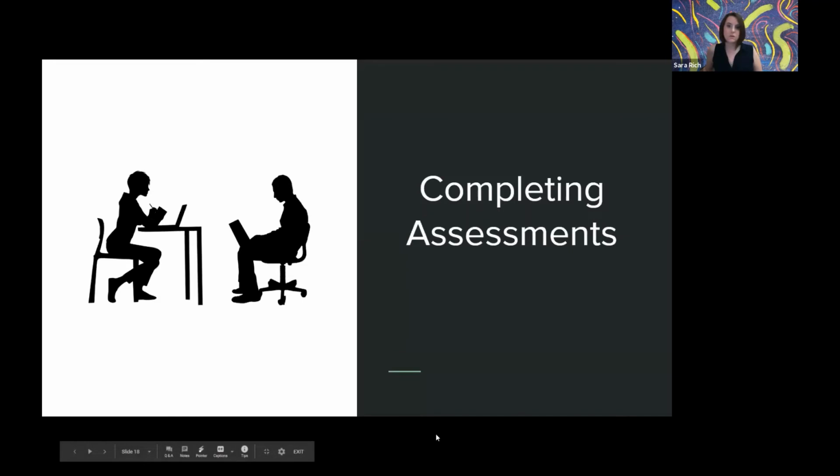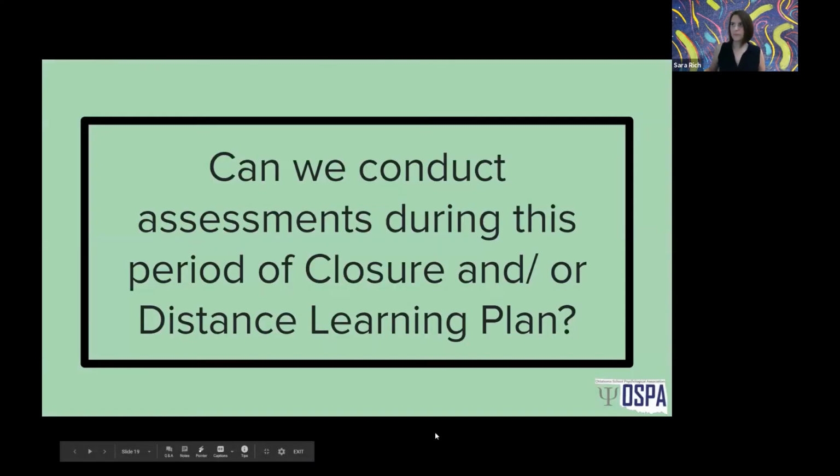All right, so those are the 3 main timeline questions that I think probably are going through your head of what do I do with these. Let's talk about what it means to actually complete an assessment here in a virtual world that we're all now living in. Can we conduct assessments during this period of closure, like right now, or the distance learning plan time after April 6th till whenever your school officially stops for the year?